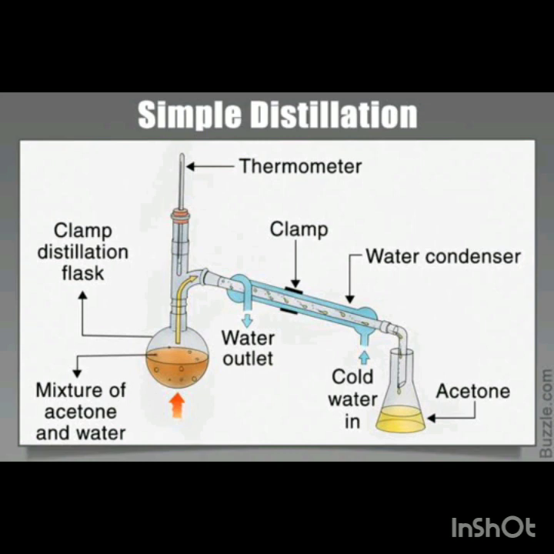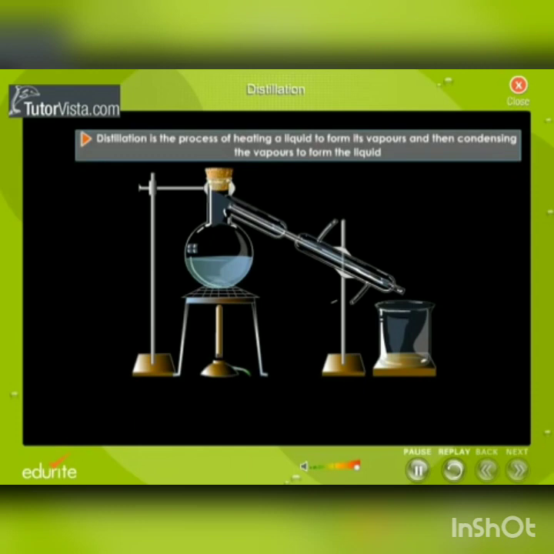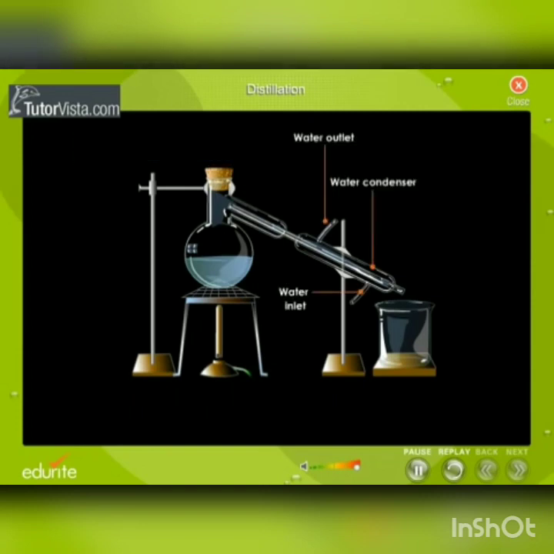Let us understand the technique of simple distillation through the upcoming video. Distillation. Distillation is the process of heating a liquid to form its vapors and then condensing the vapors to form the liquid. It is used to separate two or more substances present in a liquid or for purification of water. The apparatus used for distillation is shown here. Let us see the demonstration.